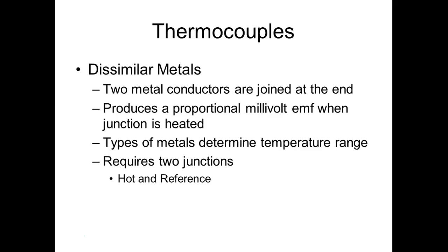So when we bond these two metals together with a joint, not just bond them together, basically what they do is they melt them together. It produces a proportional millivolt EMF when the junction is heated. So the advantage of a thermocouple is it actually produces a voltage that's proportional to the temperature. The type of metals, and I think we've got that in this slide, determines the temperature range.